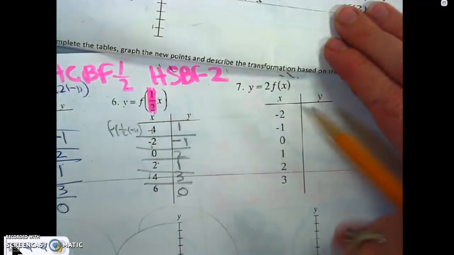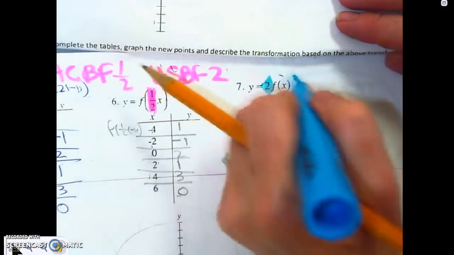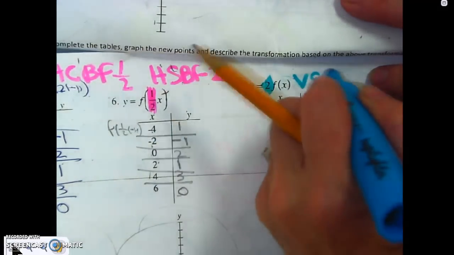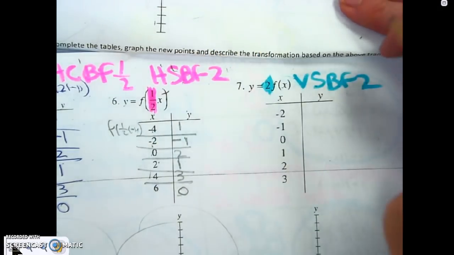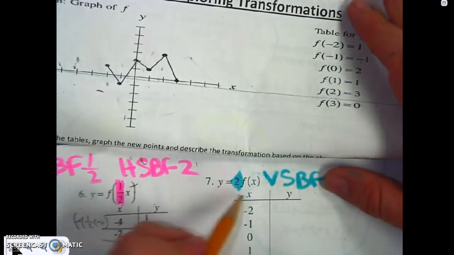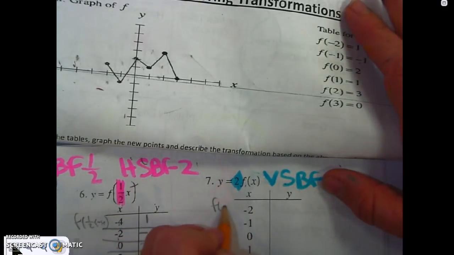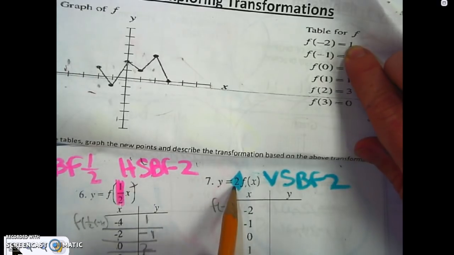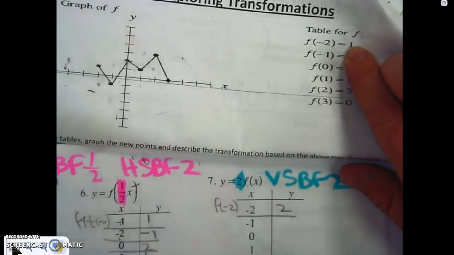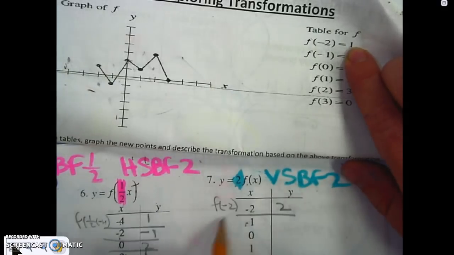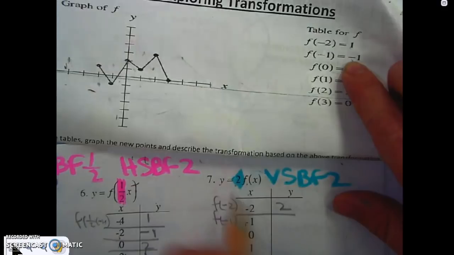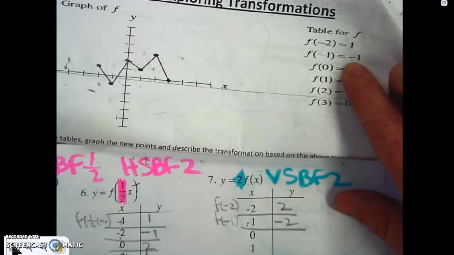It's on the outside. If it's on the outside, I know it's a vertical. Vertical, and if it's with the y, it's a straight shooter. So vertical stretch by a factor of 2. Well, let's see if that's actually the case. So I'm going to lower this down. What I'm doing here is I'm figuring out what f of -2 is. F of -2 is 1, but then I have to go twice that. 1 times 2, 2. So I'm doing f of -1 is -1 times 2 is -2.